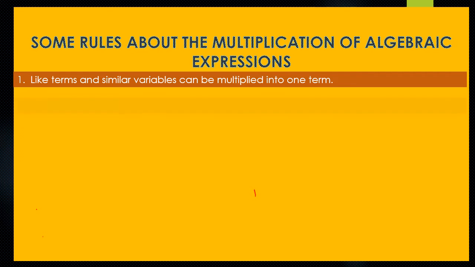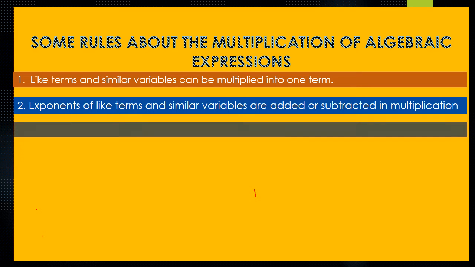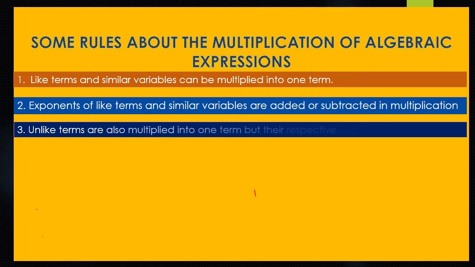Rule number two is about exponents. Exponents of like terms and similar variables are added or subtracted in multiplication, meaning that exponents of dissimilar variables or unlike terms cannot be added or subtracted in multiplication. Rule number 3: unlike terms are also multiplied into one term. Unlike terms can also be multiplied into one term, but their respective exponents remain intact. Their respective exponents cannot be added or subtracted in multiplication.